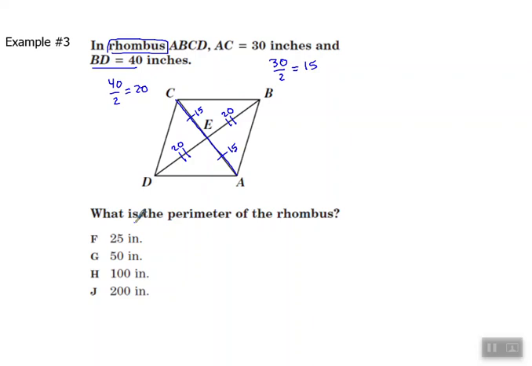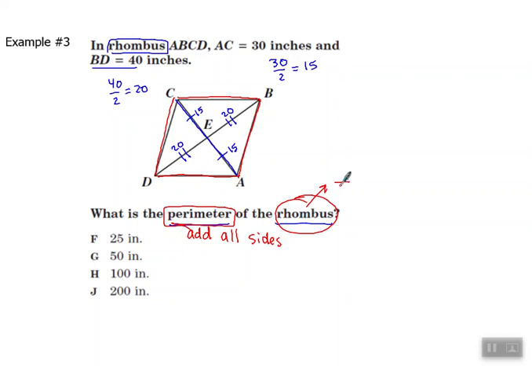The question says, what is the perimeter of the rhombus? Remember that perimeter means that we want to add all the sides. So we need to know how long is this side, this side, this side, and this side. But of course, because it's a rhombus, it means it has all congruent sides. So we have to find out one of the sides. Now we also remember in a rhombus that the diagonals are perpendicular. So if I put a right angle here, I'll notice that I have a right triangle.